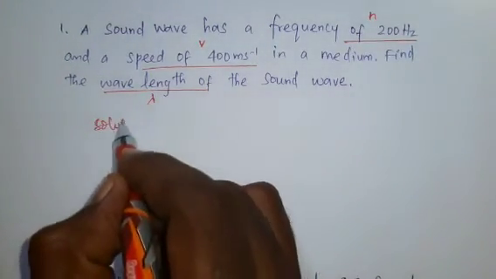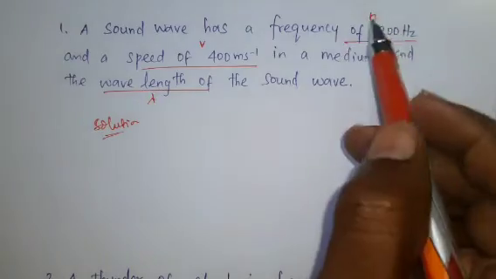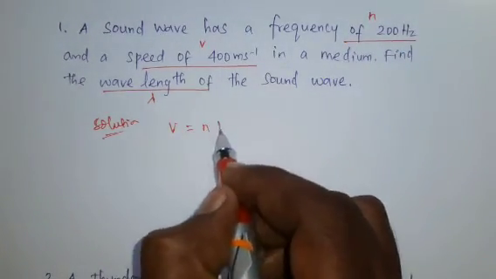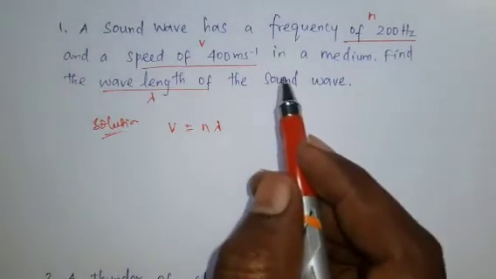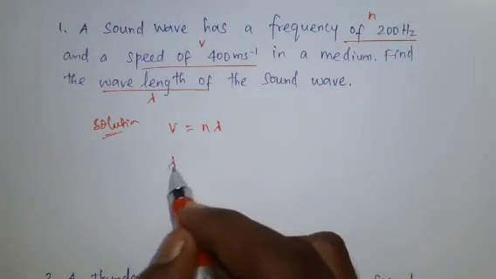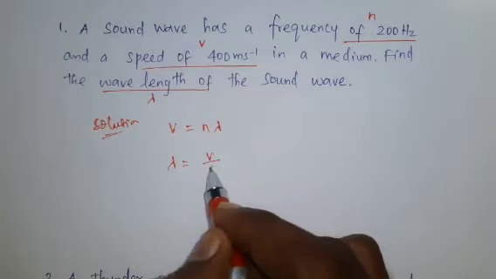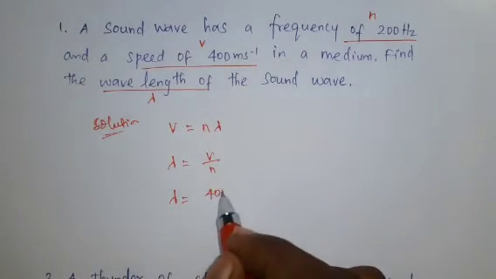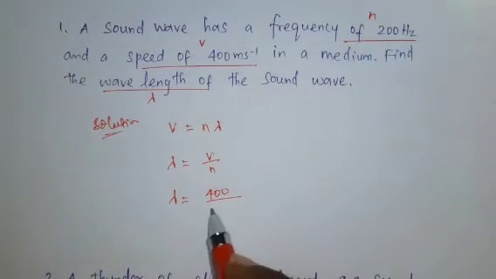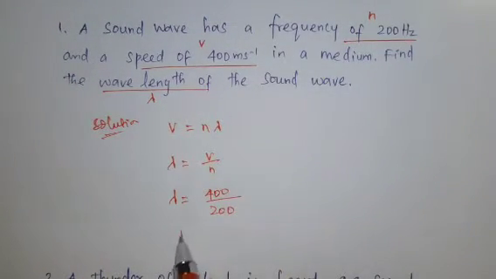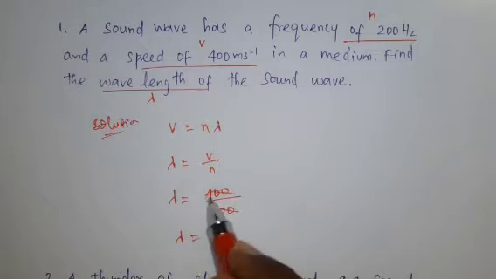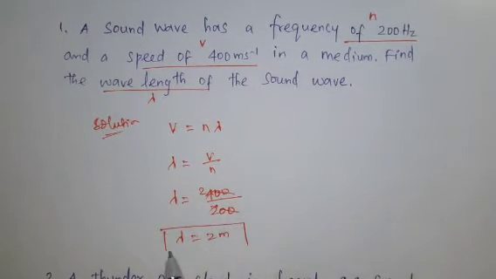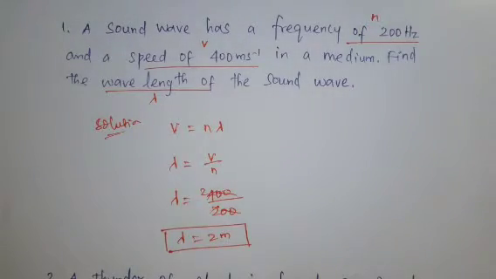Solution: we know the relation among n, v, and lambda. v is equal to n lambda. According to the question, we are going to find the wavelength, so lambda is equal to v by n. Lambda is equal to 400 by 200. If we cancel this, we'll get 2. The unit of wavelength is meter. So the final answer is that the wavelength of the sound wave is 2 meters.